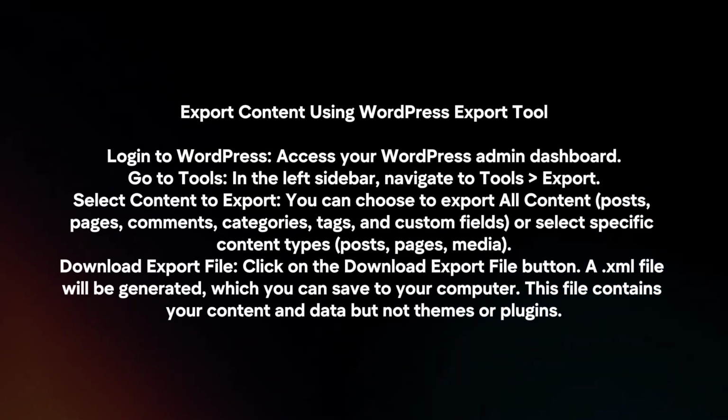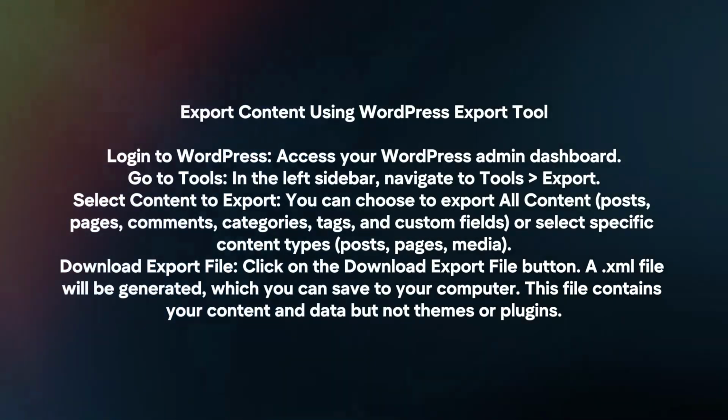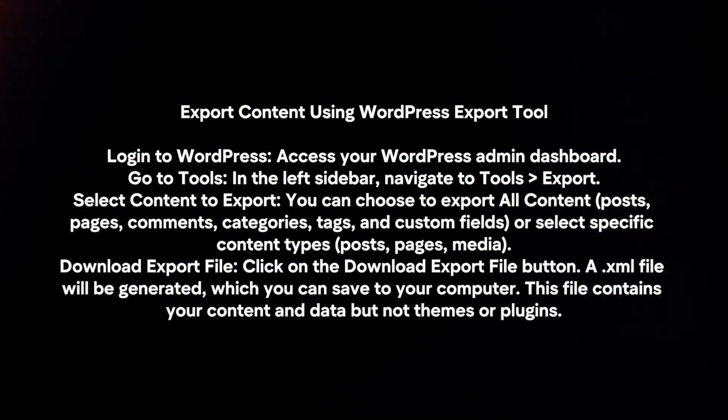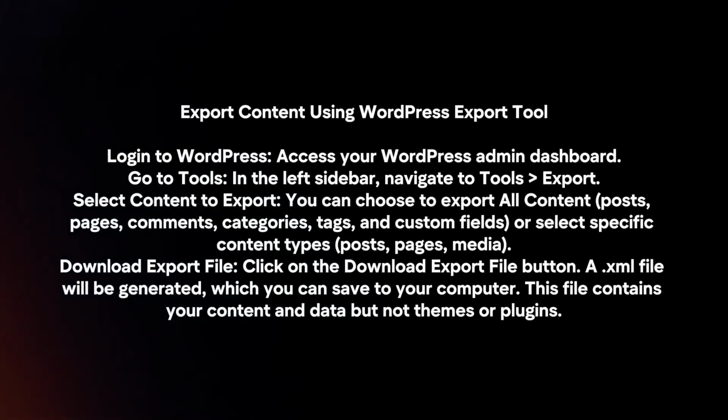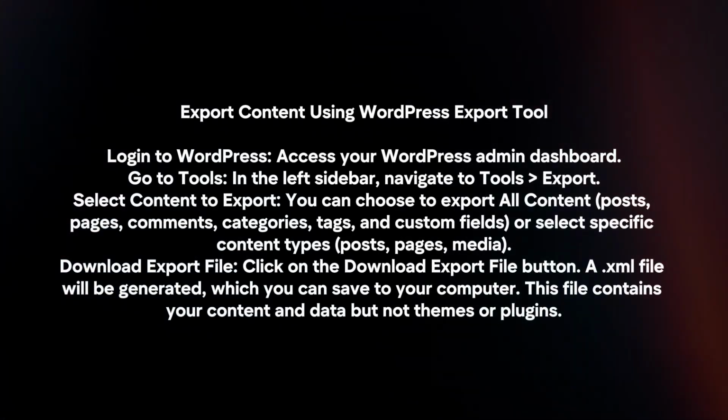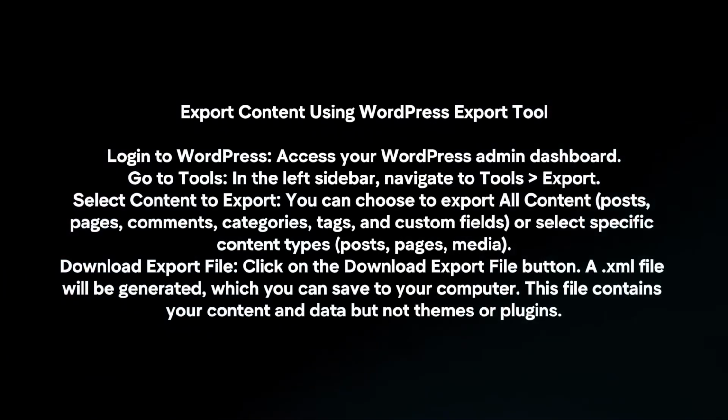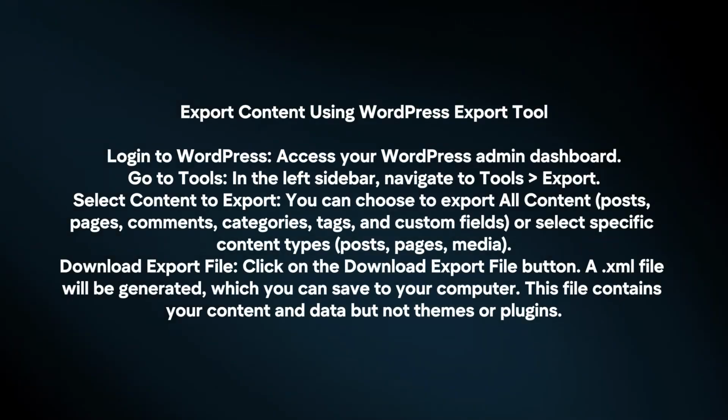Log into WordPress. Access your WordPress admin dashboard. Go to Tools. In the left sidebar, navigate to Tools, Export. Select Content to export. You can choose to export all content or select specific content types.